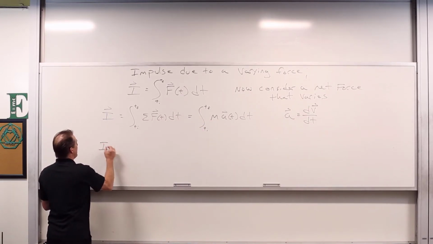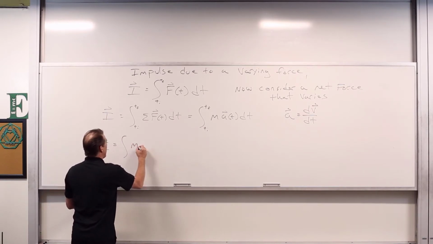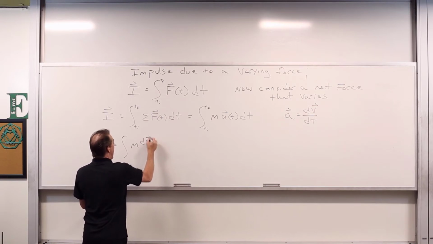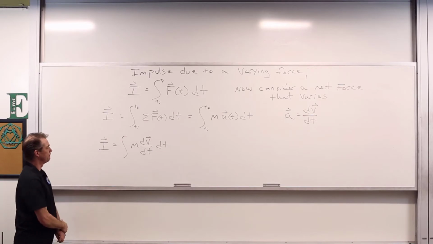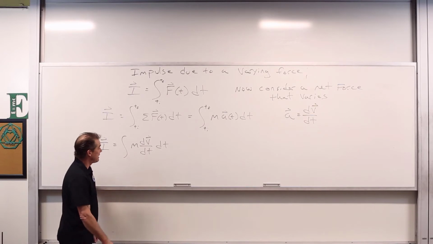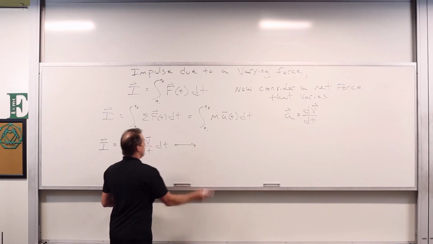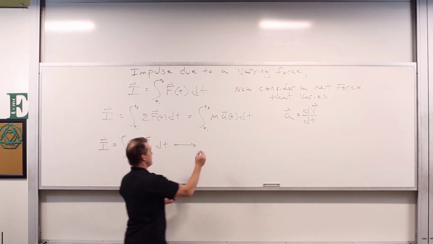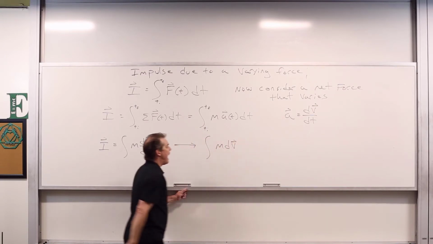Well, now we've got that the impulse is equal to the integral. I'm not going to put in the limits yet. We've got m dv hat by dt times dt. We could still say that we have this from t initial to t final, but it looks like we're going to change our limits of integration here, doesn't it? Because those dt's are going to cancel out. So I'm going to note that those dt's go away, and we are left with the integral of m dv hat.